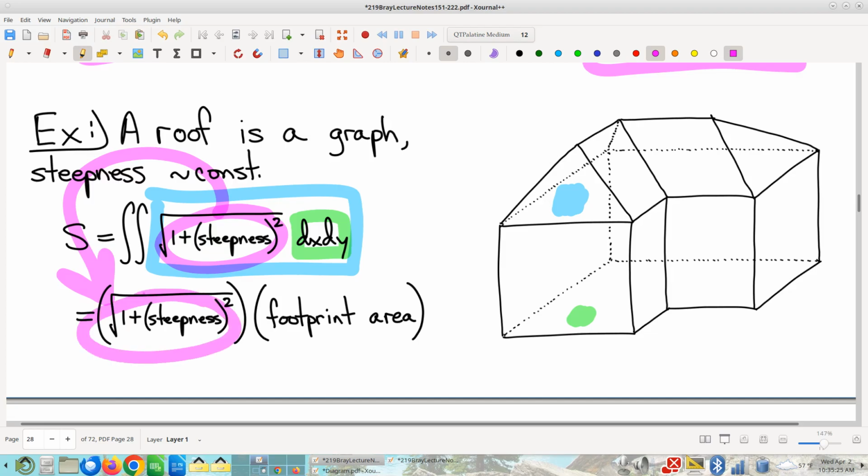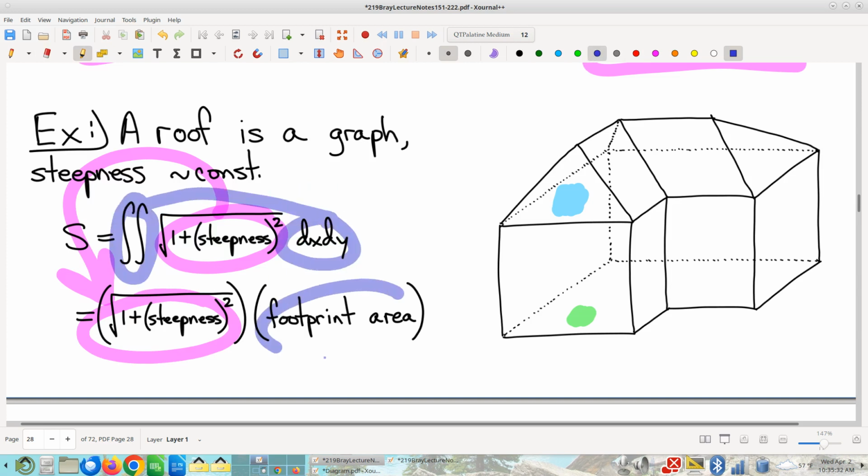thus leaving me, you'll notice, now only with adding up a bunch of little pieces of area of the footprint. In other words, it leaves me just to compute the area of the footprint, and that's a super easy calculation. Anybody can do that. You don't have to climb on anything.